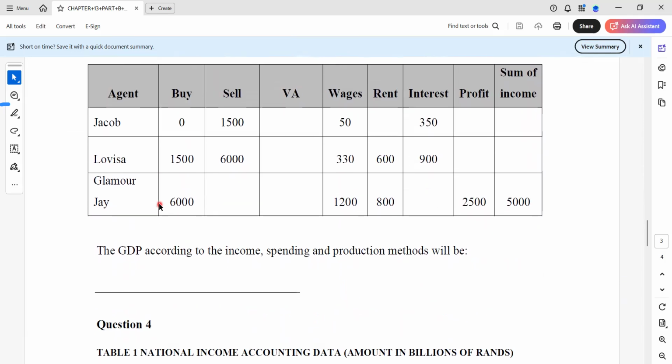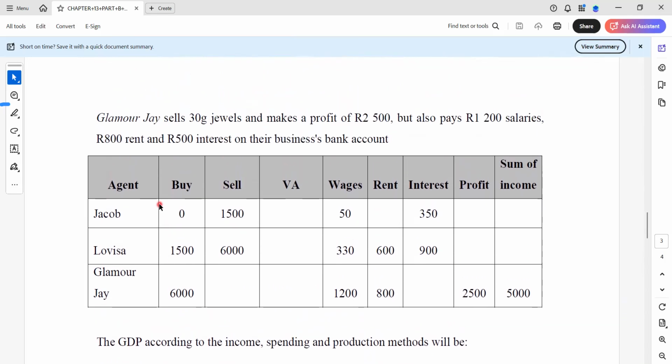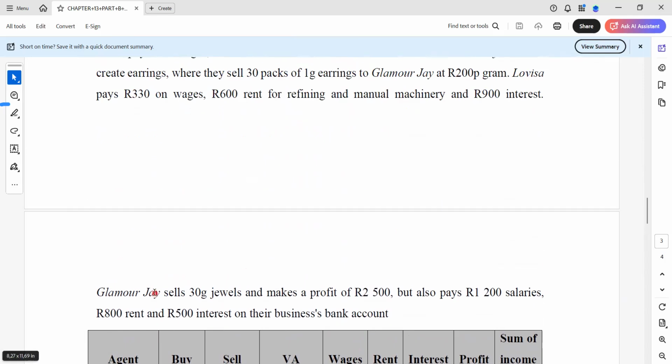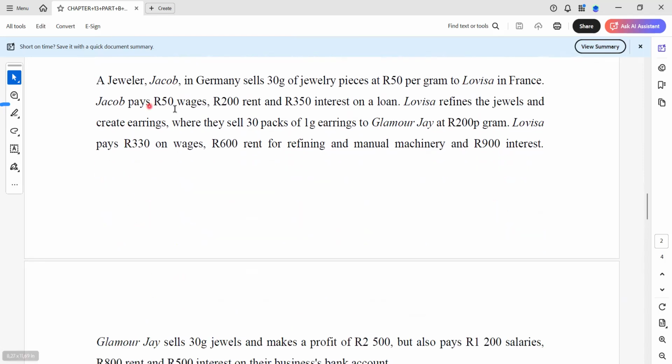The GDP, according to the income, spending, and production method, will be, so it's easier here because the table was given. So basically, we just need to fill in this table, right? We have Jacob, we have Lovisa, we have J. So we are told here at the beginning that a jeweler Jacob in Germany sells.